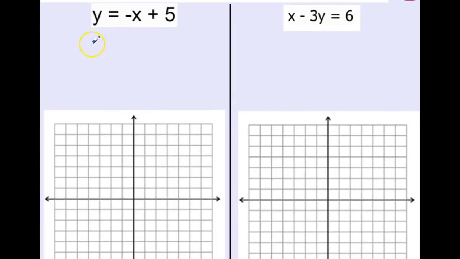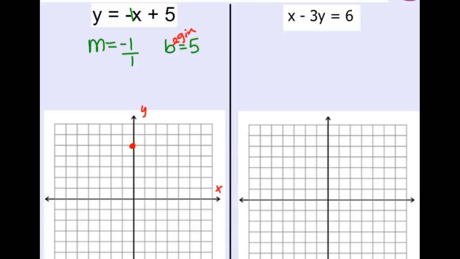So this one's already solved for y. Our m in front of x is really a -1 as a fraction, 1 over 1. And b is 5. So beginning at 5, positive 1, 2, 3, 4, 5 is right there on my y-axis.